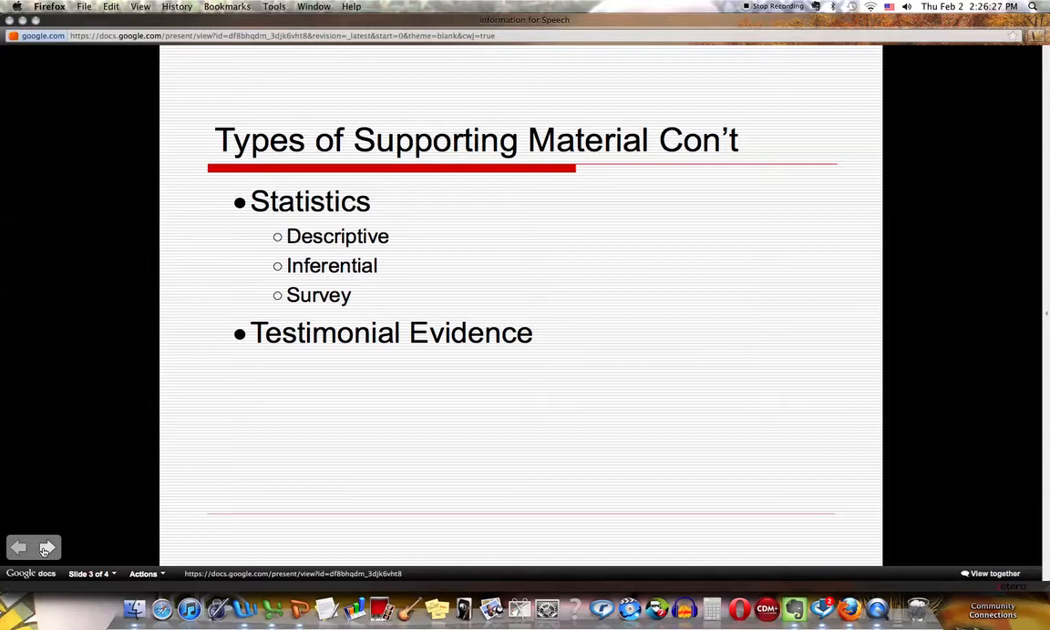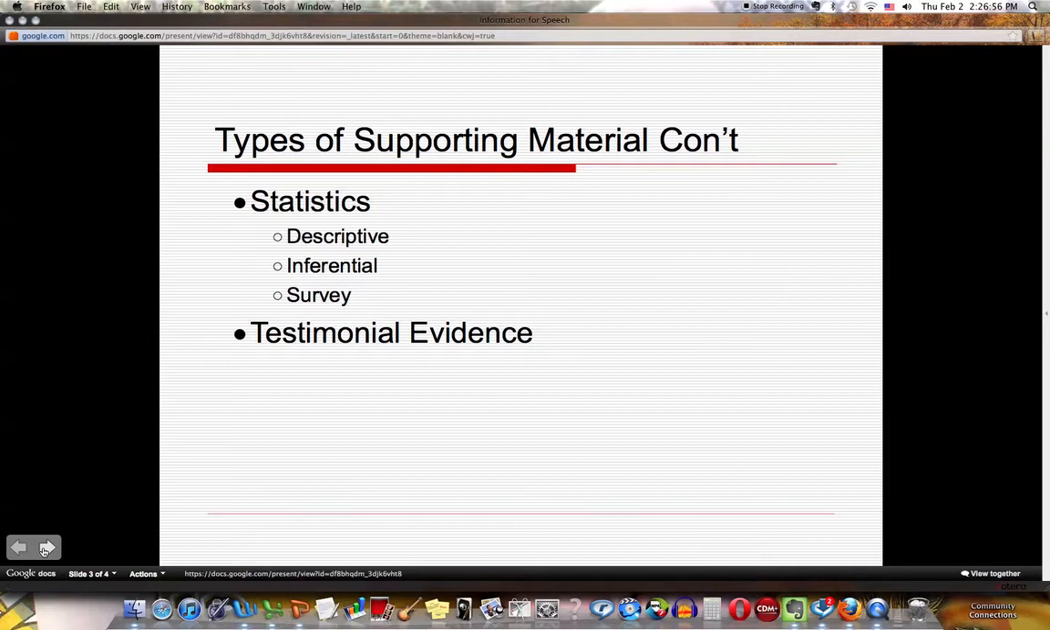Testimonial evidence is quotations, so we'll use quotations from people either who are experts in their field or who are particularly involved in that. And so basically testimonial evidence is a quotation. And generally my advice to students is not to quote someone unless that person says it better than they could say it on their own. Otherwise, they can summarize what a person has said. And that's also a form of testimonial evidence, summarization.